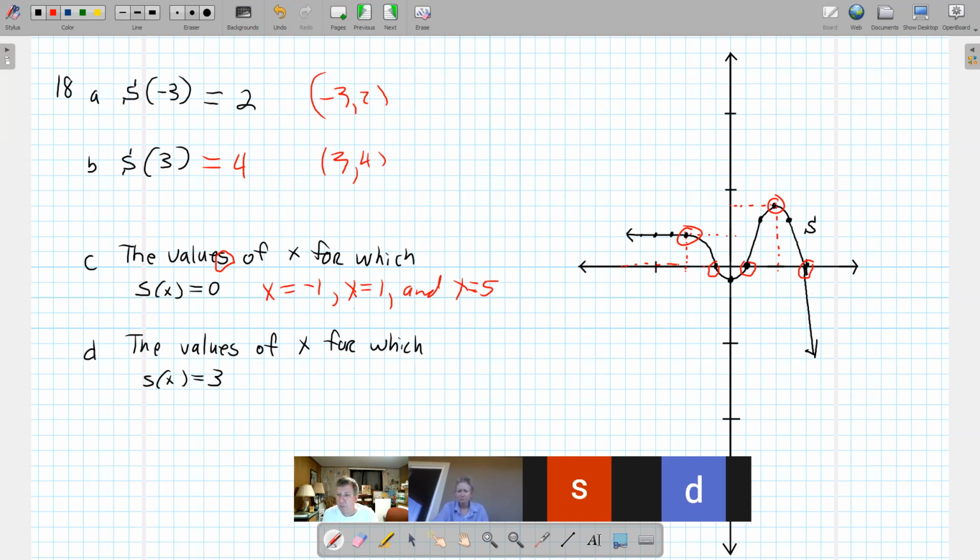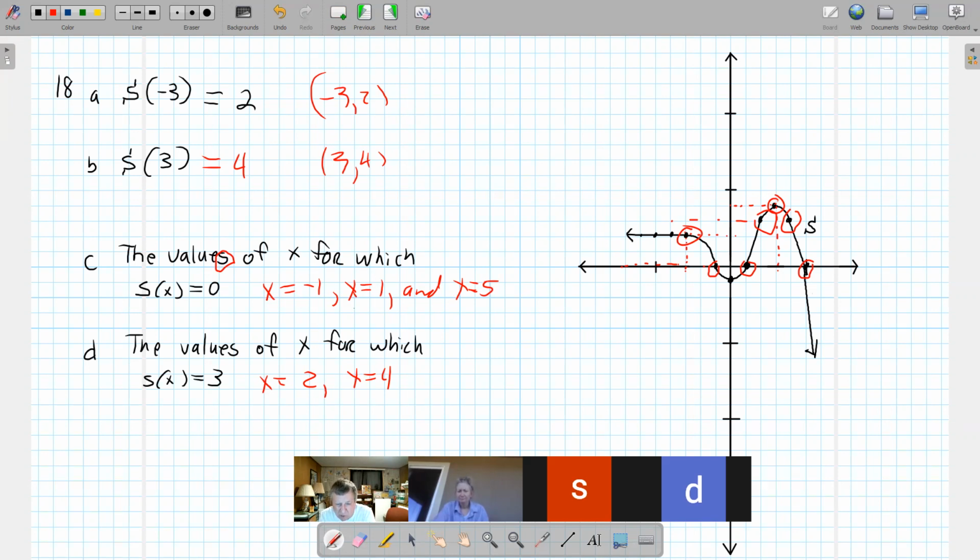In fact, those 3 points are x-intercepts. Remember, an x-intercept cuts through the x-axis. So this function has 3 x-intercepts. We okay with this? All right. The values of x for which s of x equals 3. That's the one I was trying to do earlier when I shouldn't have been there yet. So that's right there and right there. So 2 and 4? So x equals 2, x equals 4. So there's 2 inputs that have an output of 3.